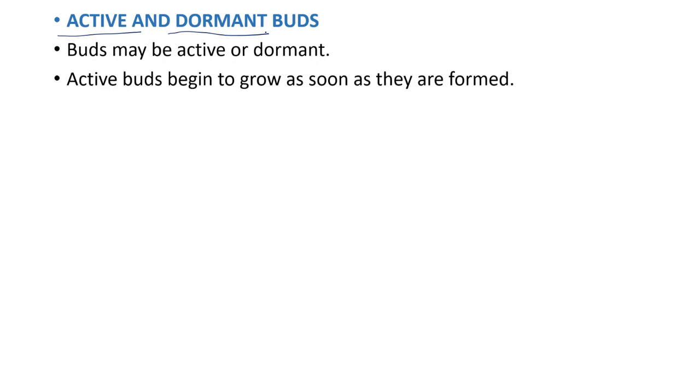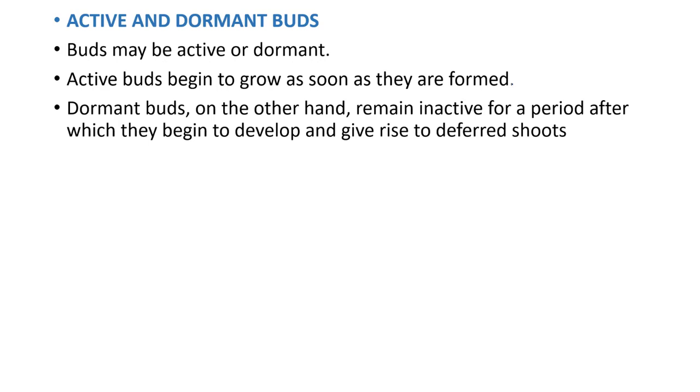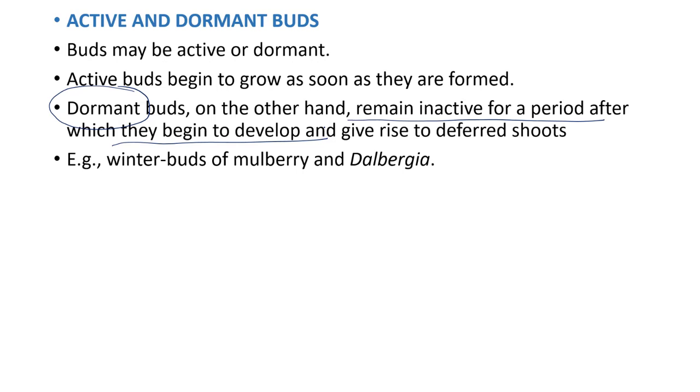So buds may be active or dormant. Active buds begin to grow as soon as they are formed. And as the name indicates, dormant or inactive buds are those which remain inactive. That is, their growth does not start when their formation is complete. They remain inactive for a period of time, after which they develop and give rise to shoots. So the buds that we have discussed already, the scaly buds, are also dormant buds.